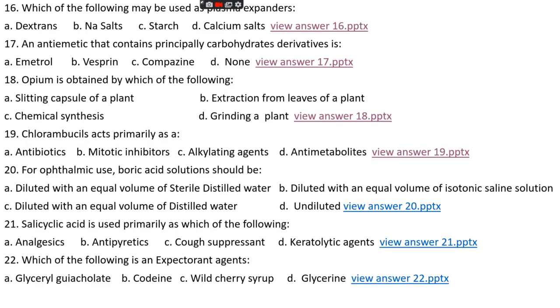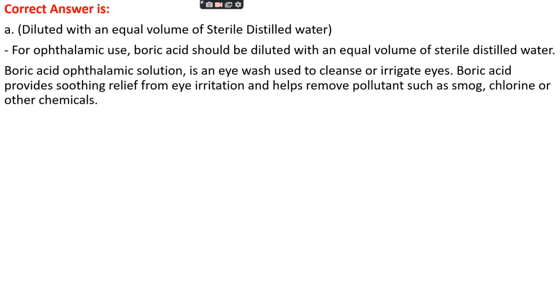Okay. Question number 20. For ophthalmic use, boric acid solution should be option A, diluted with an equal volume of sterile distilled water. Option B, diluted with an equal volume of isotonic saline solution. Option C, diluted with an equal volume of distilled water. Or option D, undiluted. The right answer is option A, that is diluted with an equal volume of sterile distilled water.